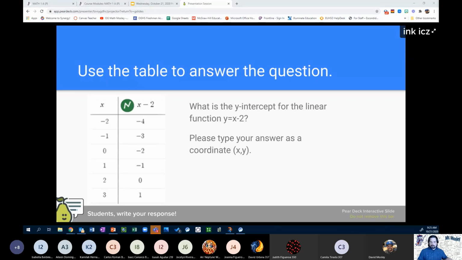Right. Coordinates need to be written with parentheses around the values of the x and the y value. So the answer needs to be within parentheses. 0, comma, -2, the coordinates of the y-intercept. The y-intercept is always the value where x equals 0.